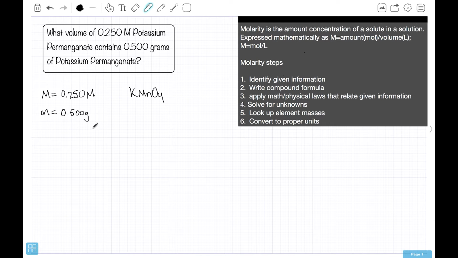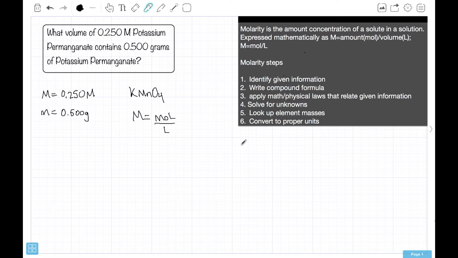So moving on, we're going to go to step 3 that says apply the math or physical laws that relate to given information. So we're given molarity, and molarity itself has an equation which says molarity equals the amount in moles over the volume in liters. And we're given the molarity, and we're given the amount of mass, not the amount in moles, but we know that we can find the conversion factor for potassium permanganate and convert the 0.5 grams over to moles. So we'll do that.